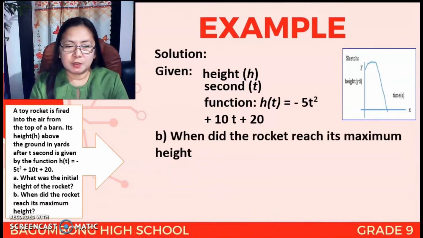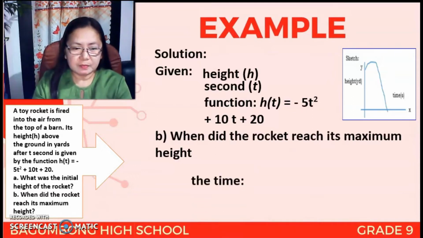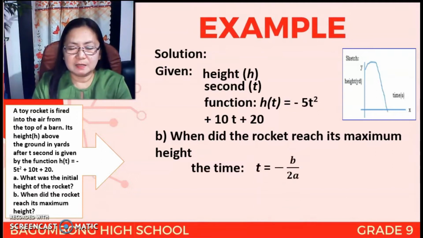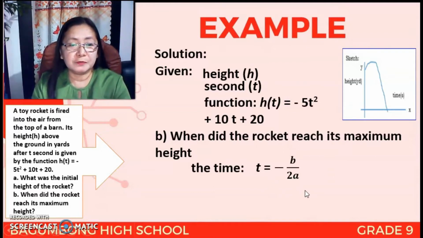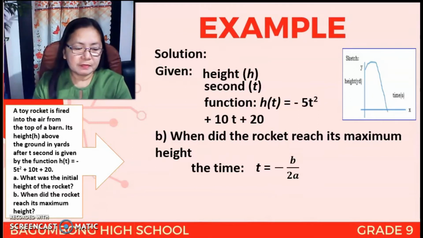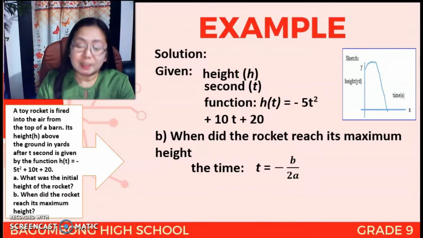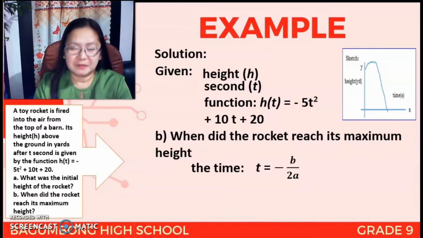Okay, next question. When did the rocket reach its maximum height? The time, t, is equal to negative b over 2a. Why do we need to use negative b over 2a, which is the formula for h? The maximum height reached by an object is the value of k of the function, while the time for an object to reach the maximum height is the value of h of the function.